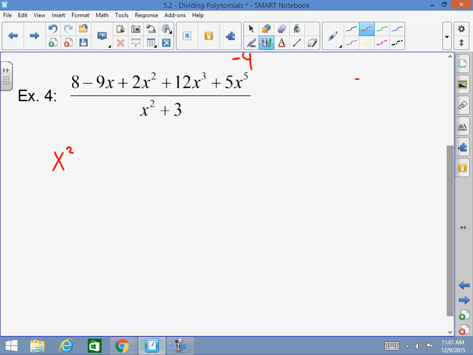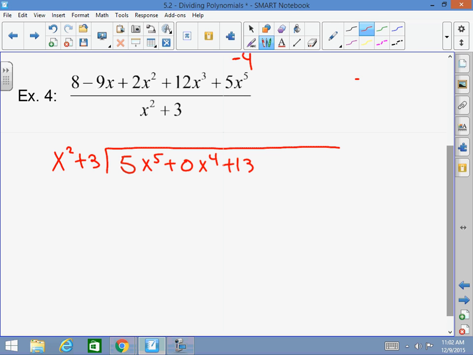So x squared goes on the outside. On the inside, I've got 5x to the 5th. Okay, I've got to go in order, standard form. So, plus, do I have an x to the 4th here? So 0x to the 4th, because I don't have one. Plus 12x cubed. Plus 2x squared. Minus 9x. Plus 8. Don't be afraid. Just go step by step.